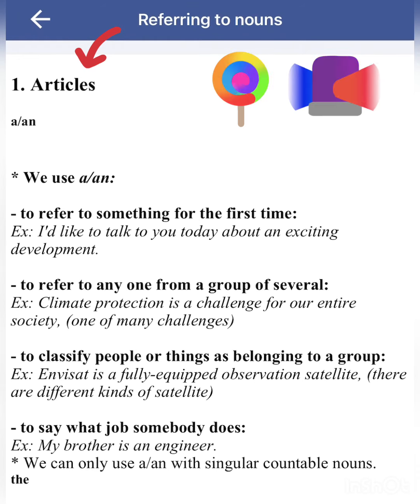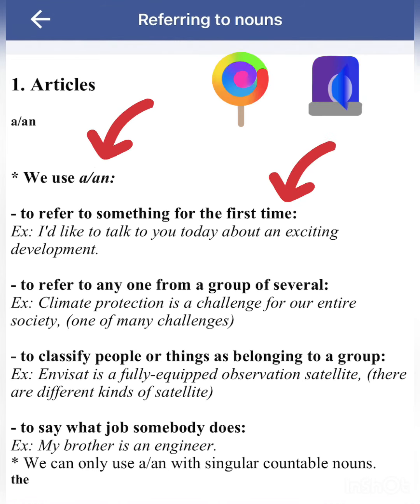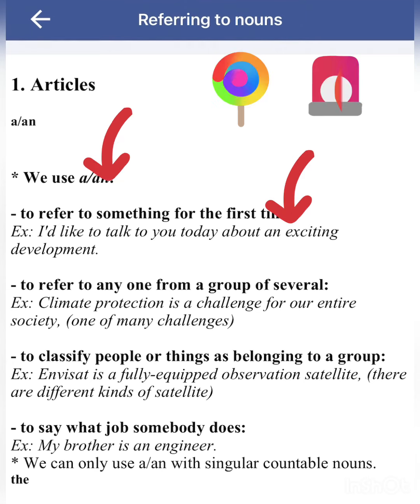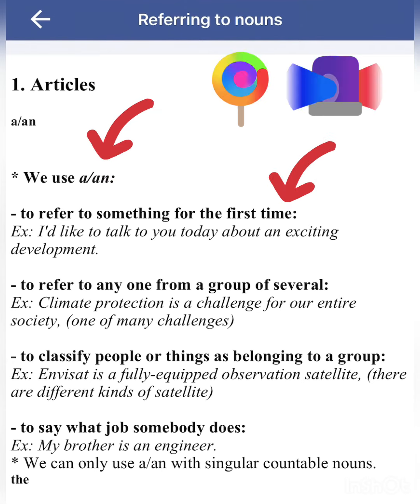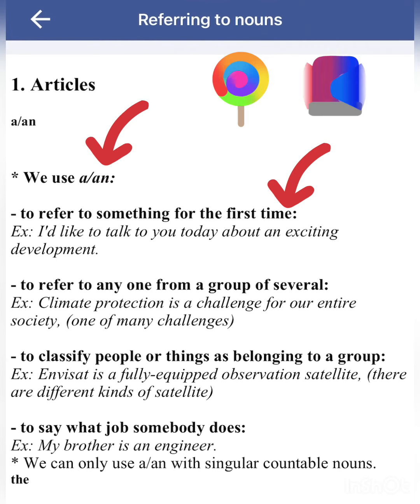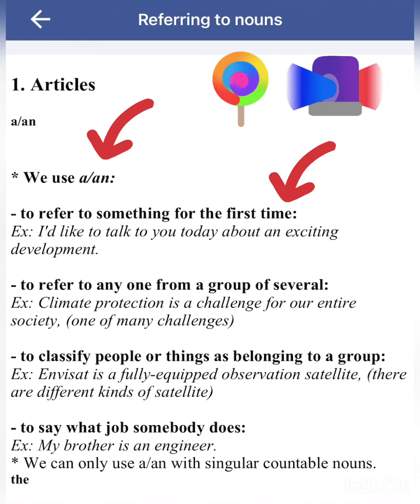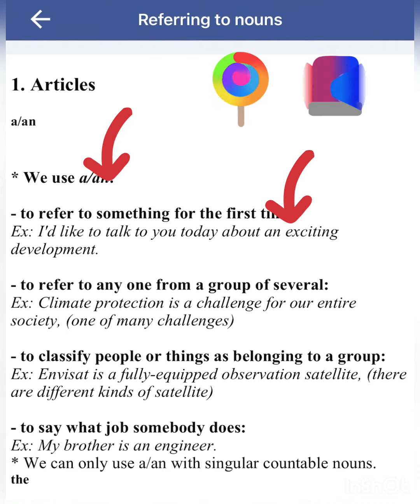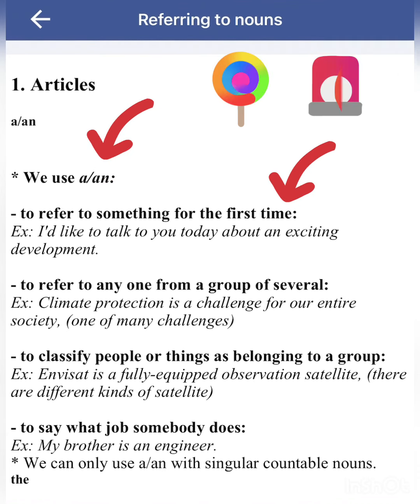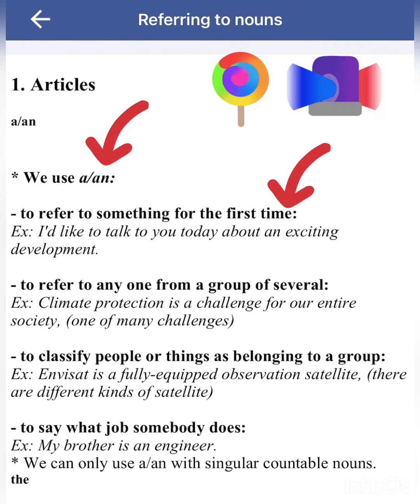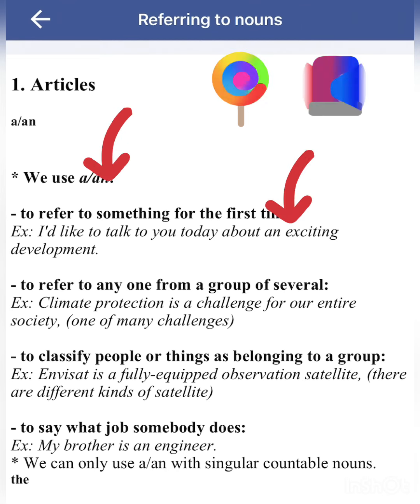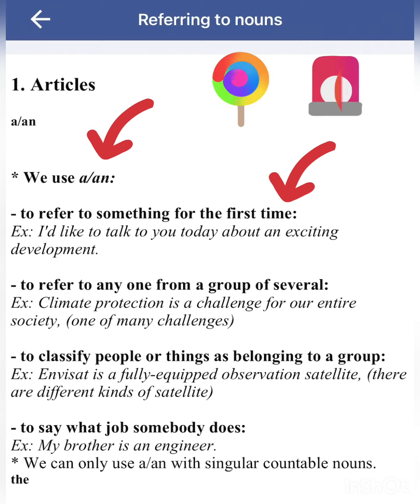So I'll start with the first example on how we refer to nouns using these indefinite articles a and an. We've seen this in the previous lesson, but we're just trying to add a little bit more examples. And I'm sure you remember that a and an are used to refer to something for the first time. And the example that we have here is, I would like to talk to you today about an exciting development.